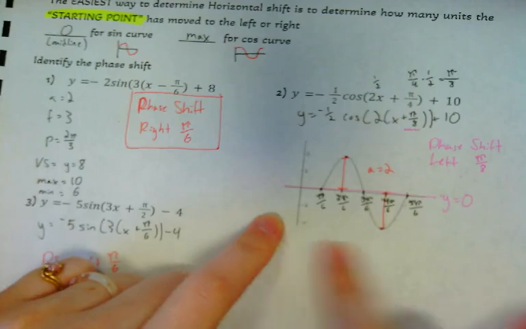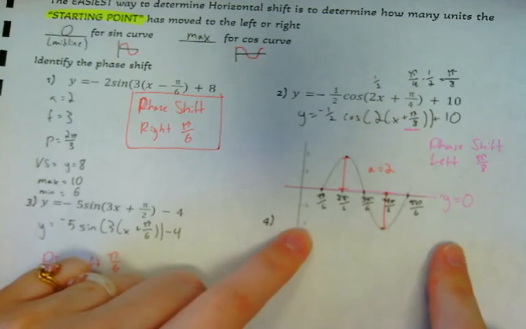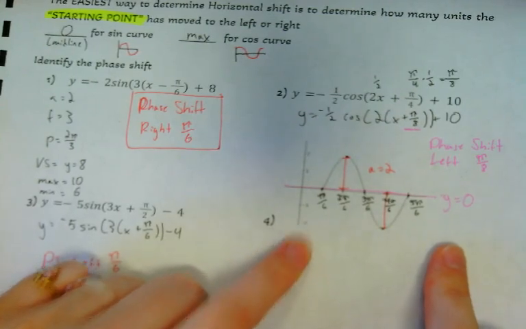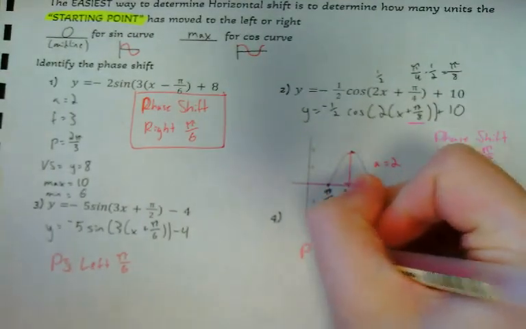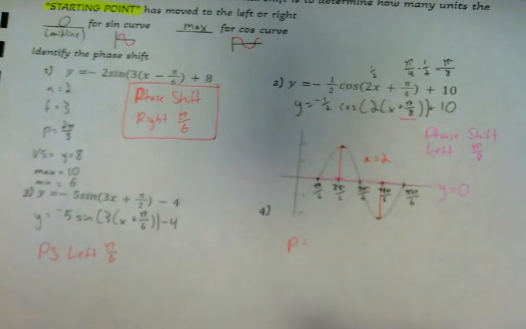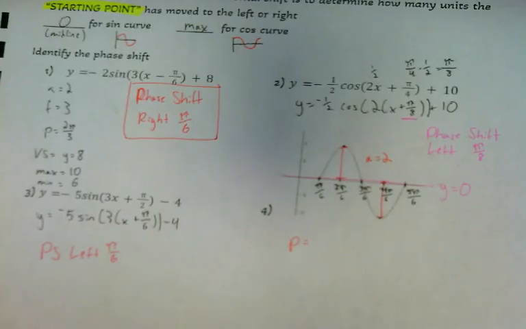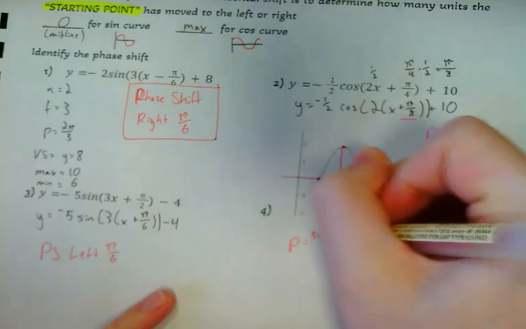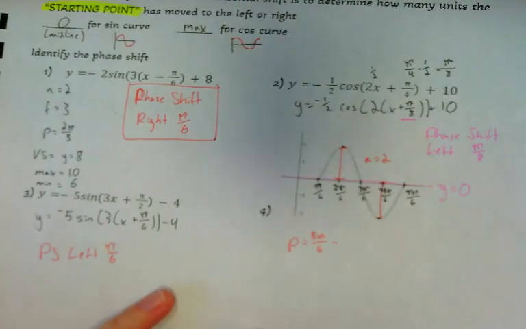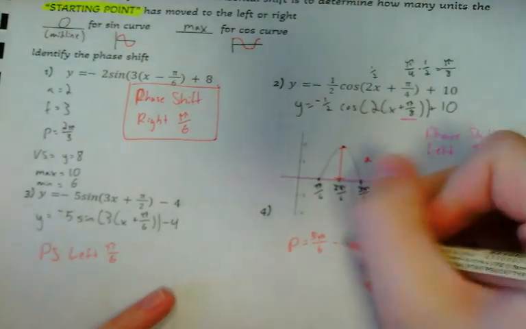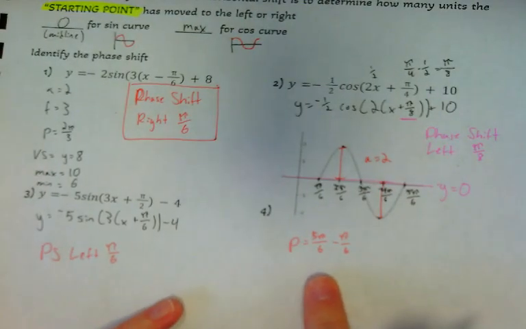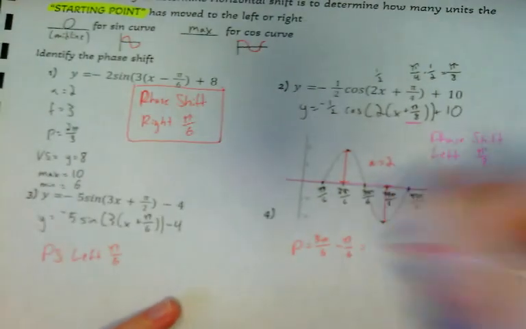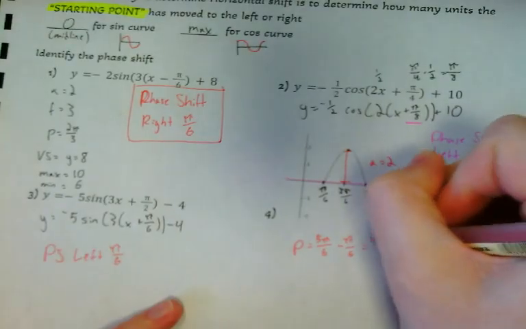So in this case, we can easily see how much we're moving. But in general, if we want to figure out that phase shift, we're going to start by finding our period. So where does my cycle end in this case? It ends at 5 pi over 6. And where does it start? Pi over 6. So I'm just subtracting that pi over 6 from the 5 pi over 6 to see how long my period is, which will give me 4 pi over 6.